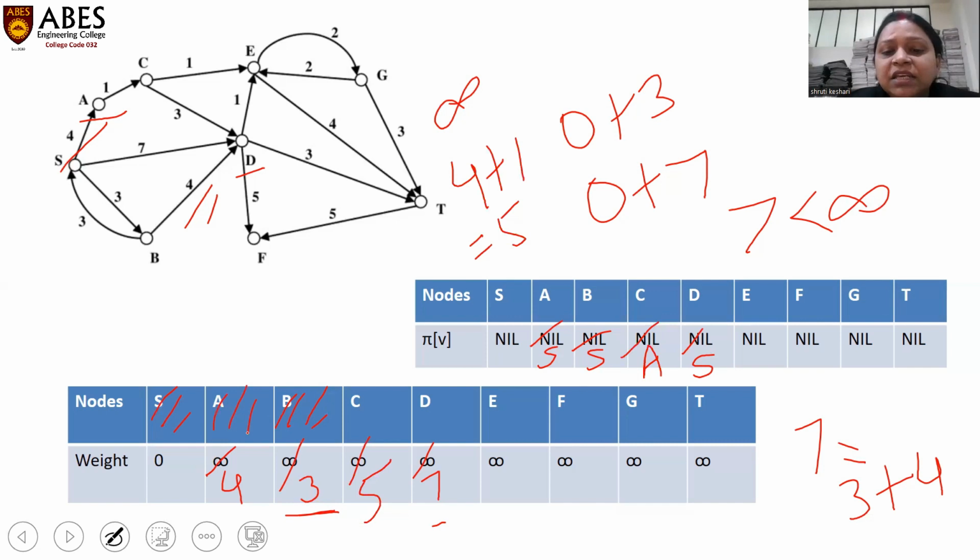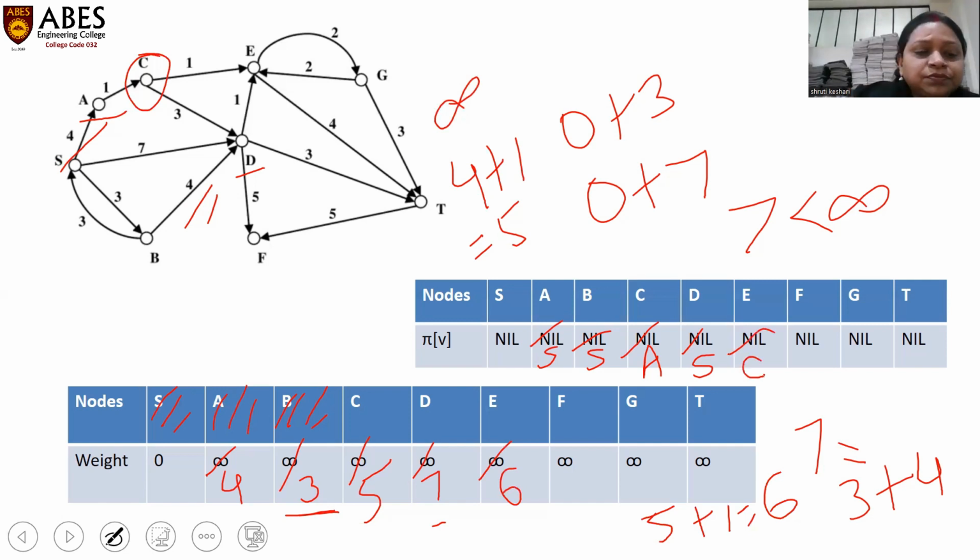Now you have C, D, E, F, G and T. In these, C is containing the minimum weight. Just choose the C. From C, there are two edges starting. One is from C to E and second is from C to D. Let's check. Current weight of E is infinity. And when moving from the C to E, weight of C is 5 plus weight of edge from C to E is 1, that is 6. Infinity is greater than 6. Relax the edge E and put the parent of E as C.